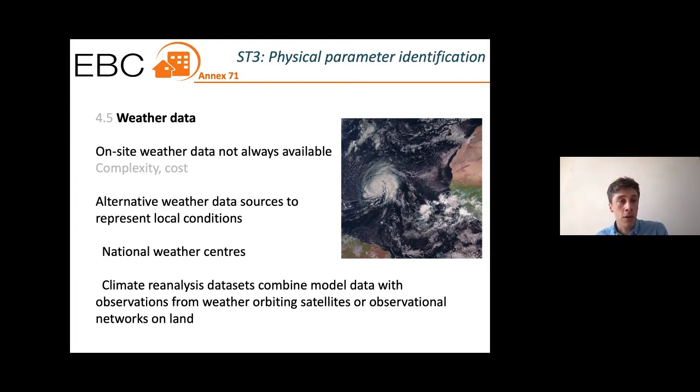And you also see on the EU level climate reanalysis initiatives that combine modeling with monitoring of weather data to actually come up with a kind of fine-grained weather model, so that depending on where you are monitoring, where you are assessing a building, you can use these reanalyzed data sets to have quite reliable weather data on site or near your site.